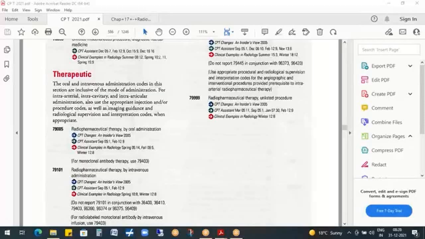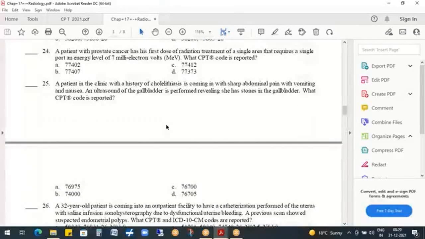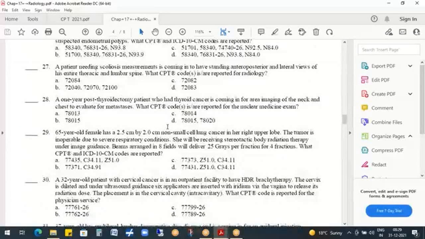Then if the physician used any guidance, we can code guidance separately. Again I am repeating, if it is administered through oral or intravenous, do not code the administration code separately. Administered through intra-arterial, intracavity, intra-articular, we need to code it separately along with the guidance code. Now try to see this question. You will understand with the help of a question.